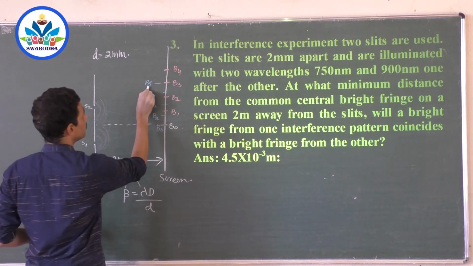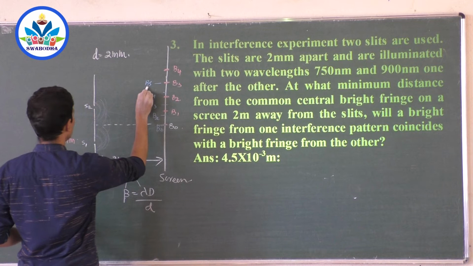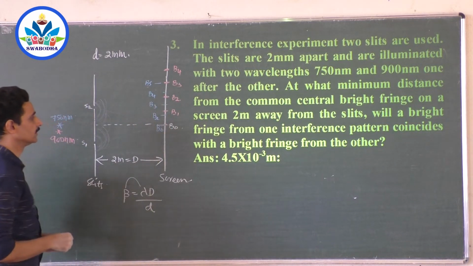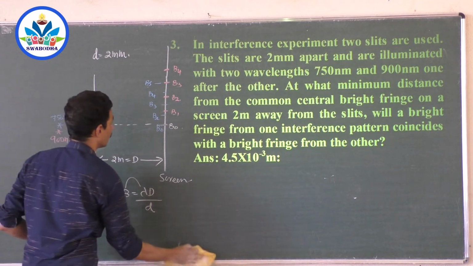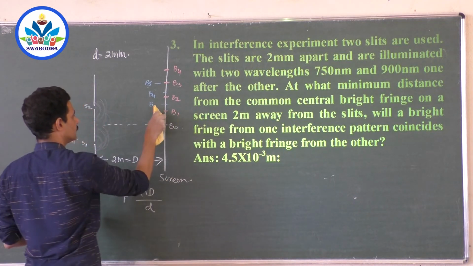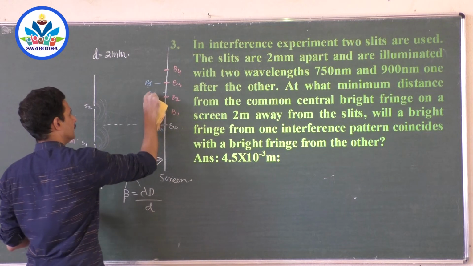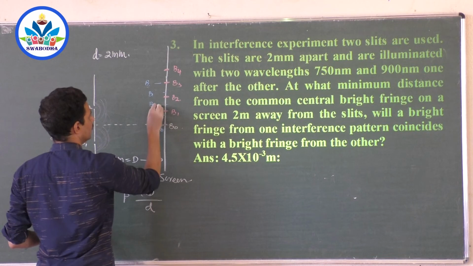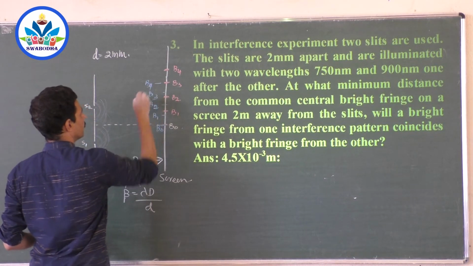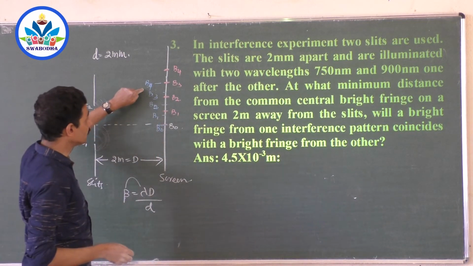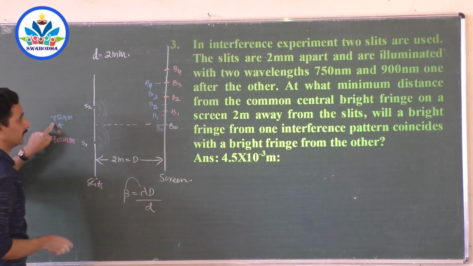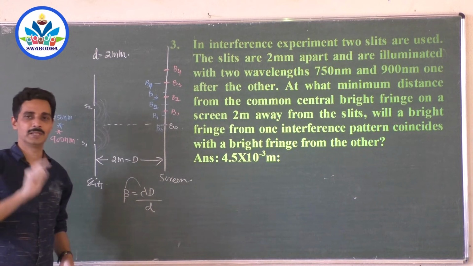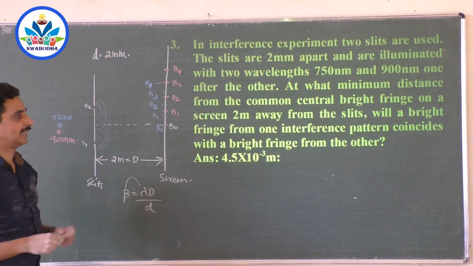You find that the fifth one for blue and third one for red are formed at the same place. Oh, sorry, numbering has gone wrong. Why did I number it like that? Okay. B0, B1, B2, B3, B4. Yes. Fourth of 750 nanometer, third of 900 nanometer are formed at the same place. That is what they are asking.